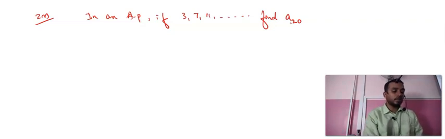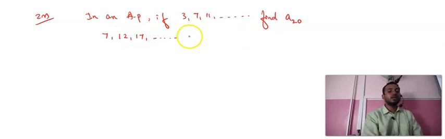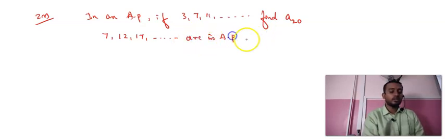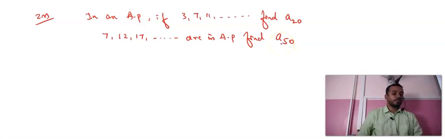This is the next question. You can take down. They may give you the values like this: 7, 12, 17, dot dot dot are in AP. Find the 50th term. Are you getting? Understood? Like this type of question you can expect.